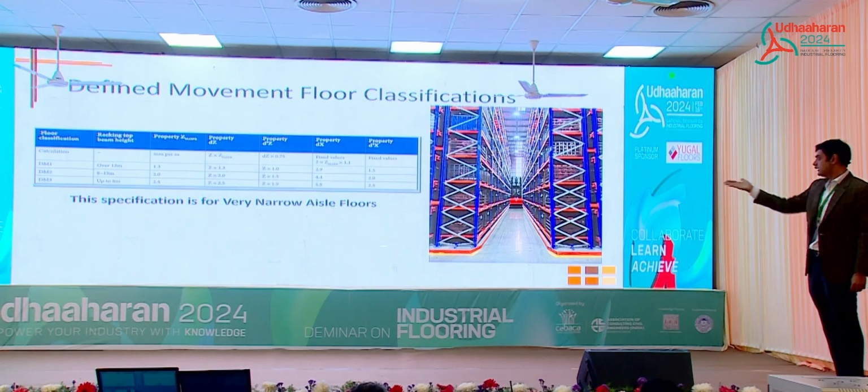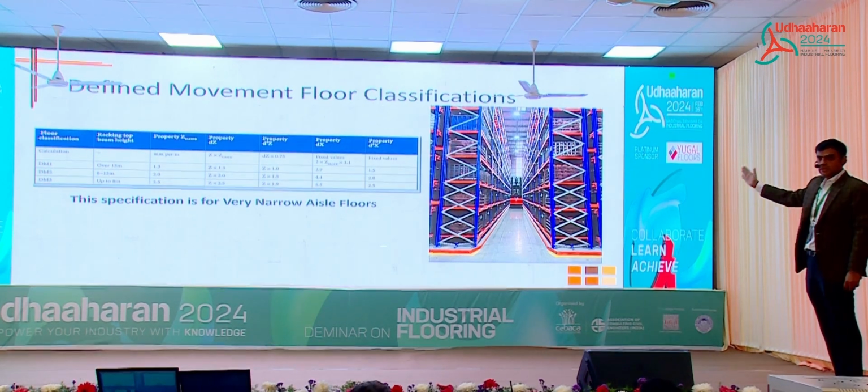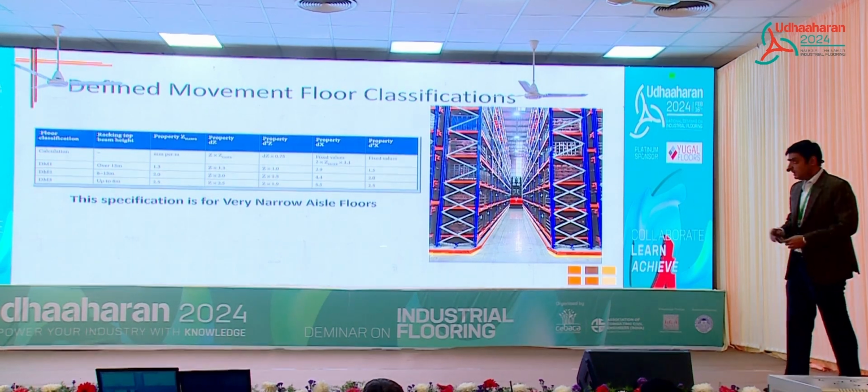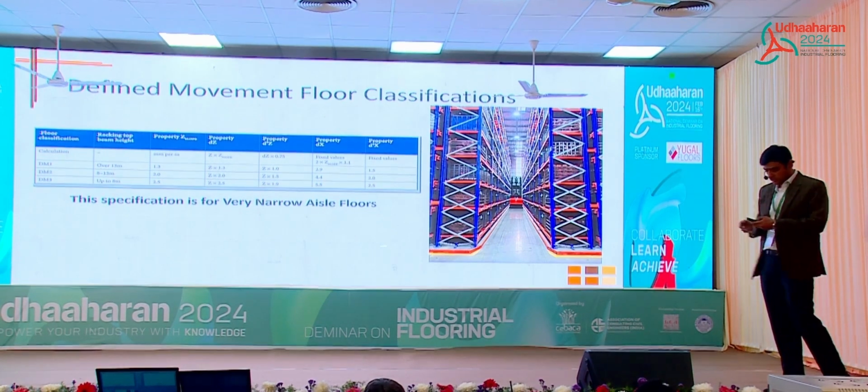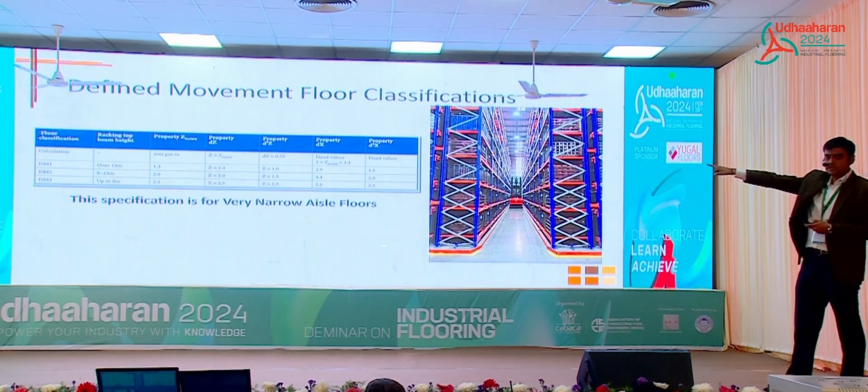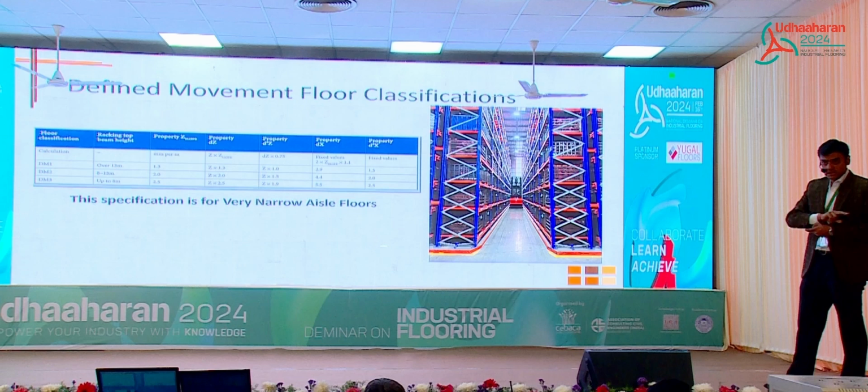Even if there is no space, first of all, where will it move? It can only go in, it can only go out. These are defined movement floors. They are built to a very, very tight tolerance: 1.3 mm, 2 mm, 2.5 mm. Again, over 13 meters DM1, between 8 to 13 meters DM2, up to 8 meters DM3.